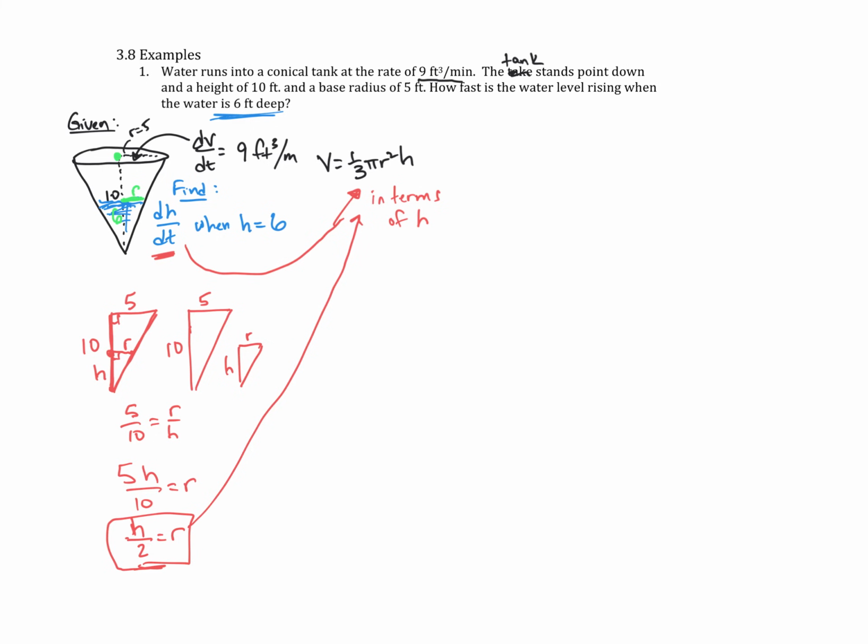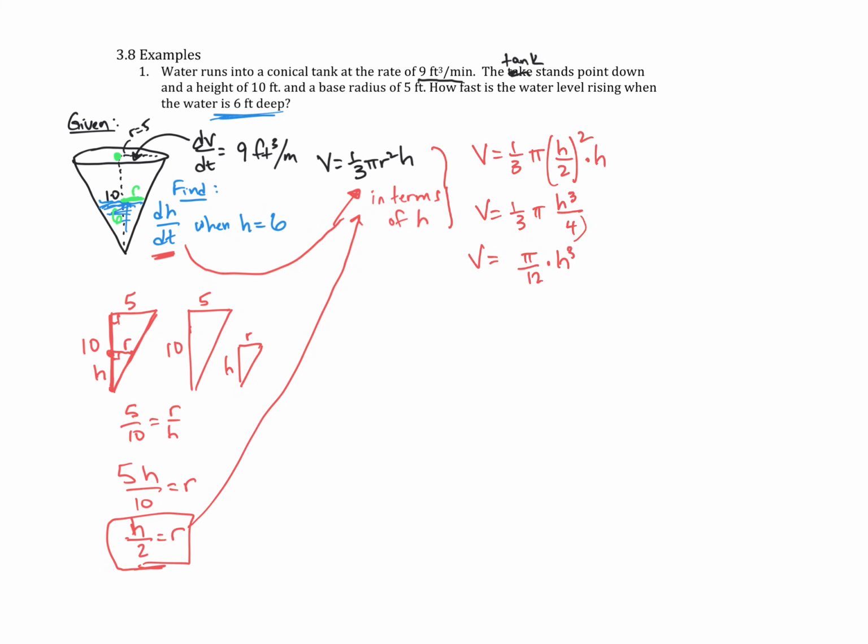So let's go ahead and write this as V equals 1/3 pi, and then r is this h over 2 that we said, squared, times h. So this gives me 1/3 pi h cubed over 4. I did this squared, h squared over 4, times the h, so I got h cubed over 4. Let's clean this up a little bit. So the volume is going to be pi over 12 times h cubed.